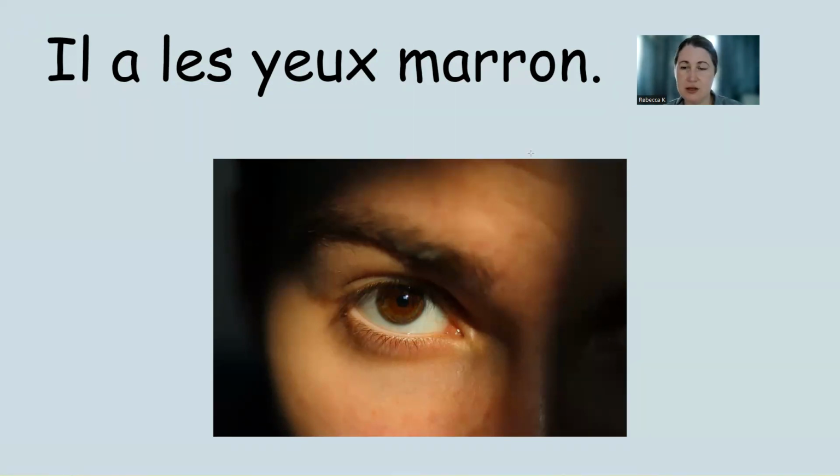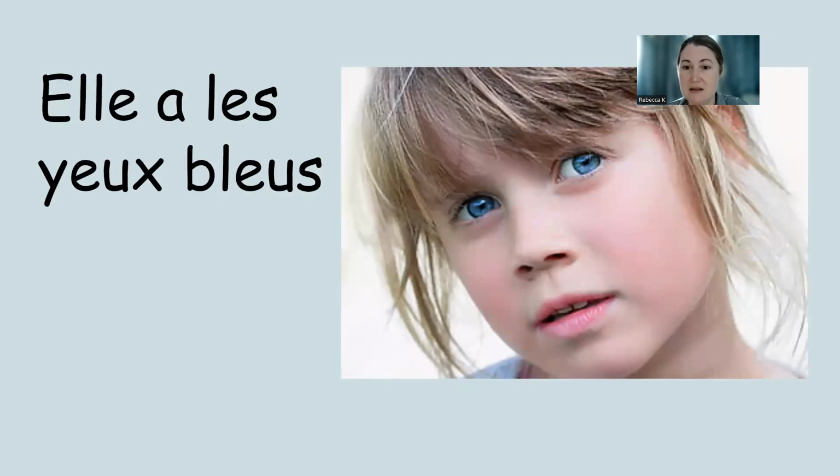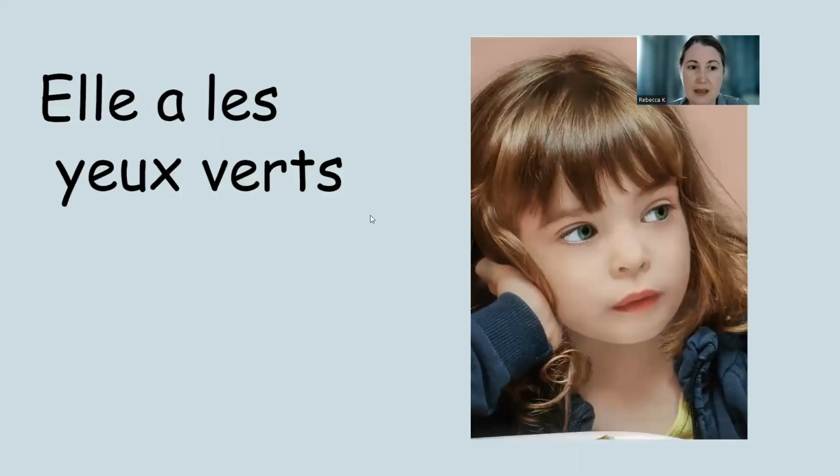Okay, keep saying the words out loud. Bleu. You can write them down if you want as well. It's really good spelling and writing practice. I find French easier to write than English because there are more regular spelling patterns. Elle a les yeux bleus. She has blue eyes. Are you getting the hang of this now? Vert. Elle a les yeux verts. She has green eyes. You say it too. Elle a les yeux verts.